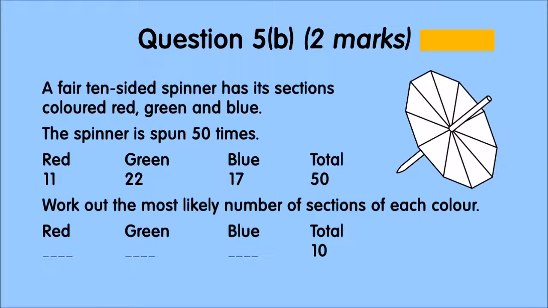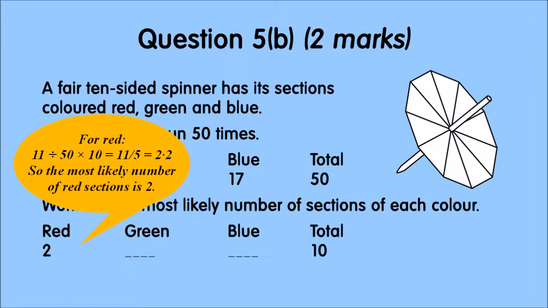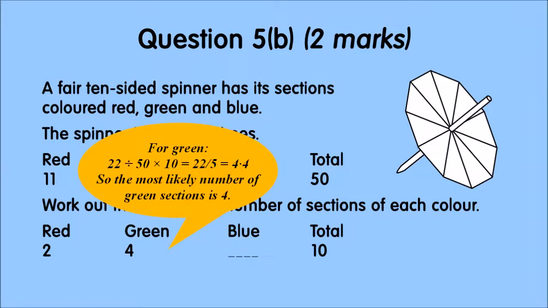A fair 10-sided spinner has its sections coloured red, green, and blue. The spinner is spun 50 times. Work out the most likely number of sections of each colour. For red, 11 divided by 50 times 10 equals 11/5 equals 2.2. So the most likely number of red sections is 2. For green, 22 divided by 50 times 10 equals 22 divided by 5 equals 4.4. So the most likely number of green sections is 4.